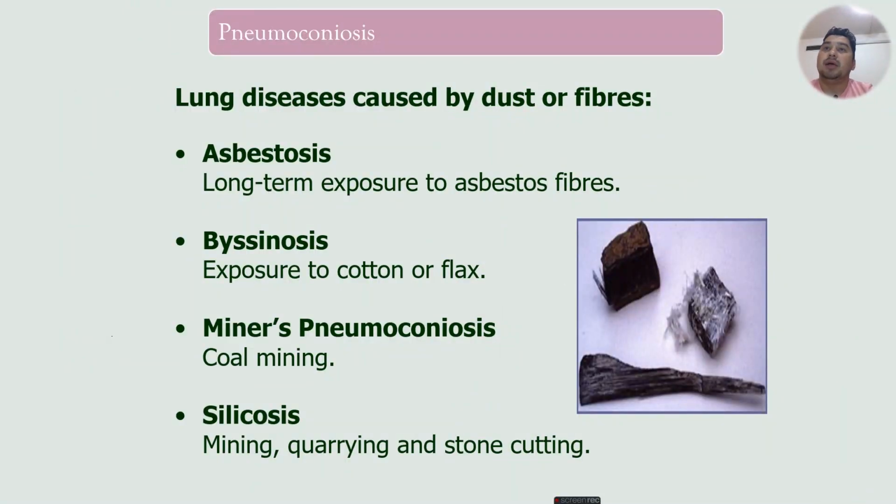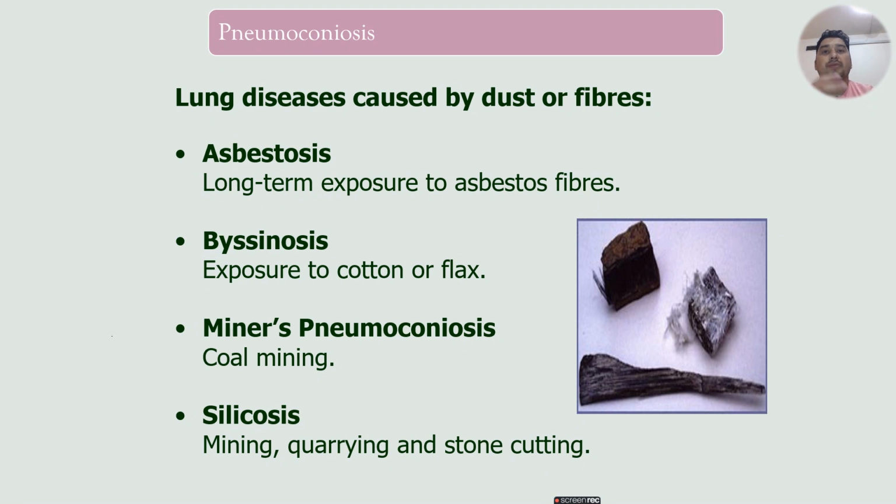Now we have lung disease caused by dust or fibers. As you know, asbestos causes a disease we call asbestosis, from long-term exposure to asbestos fibers. Whenever people come into contact with asbestos fibers, working with asbestos, they will get the disease called asbestosis. Then we have byssinosis, from exposure to cotton or flax.